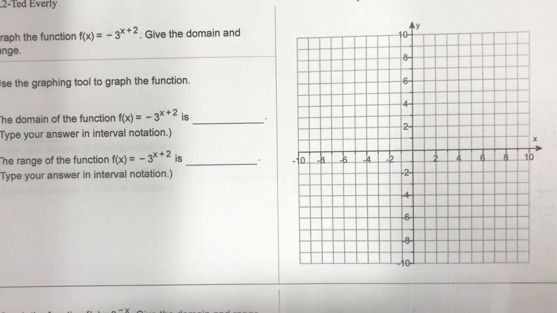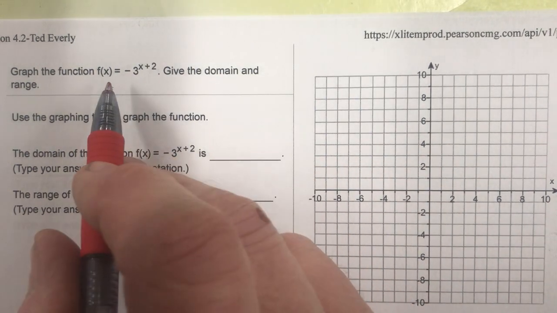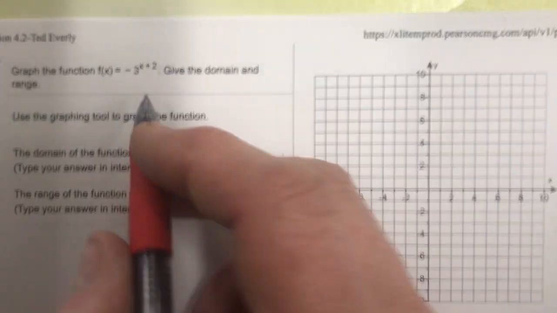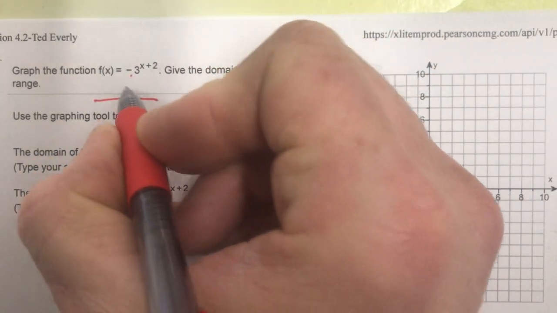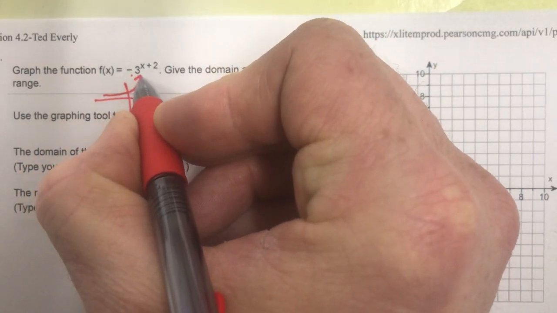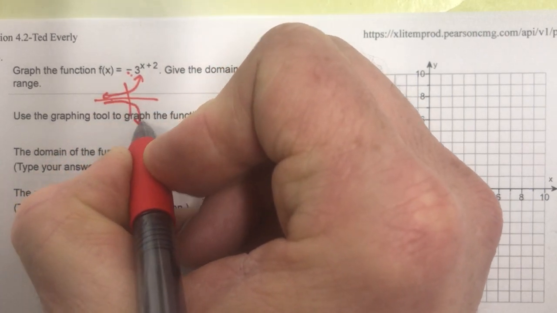Okay. Number 6. All right, let's graph this one. Now notice we've got a negative in front of the 3. It's not in front of the x. So what this is going to do is, normally my graph goes like this, but with this negative being out front, it's going to flip it and make it go down like this.